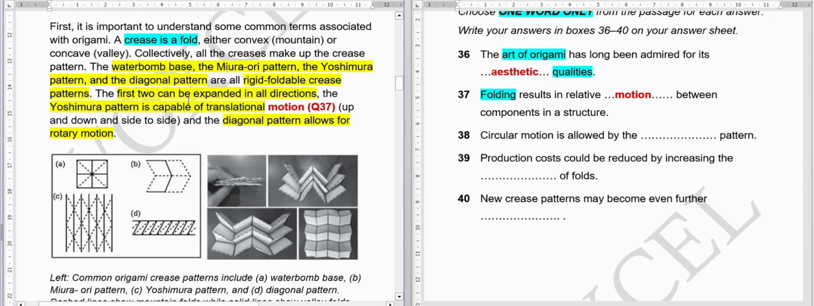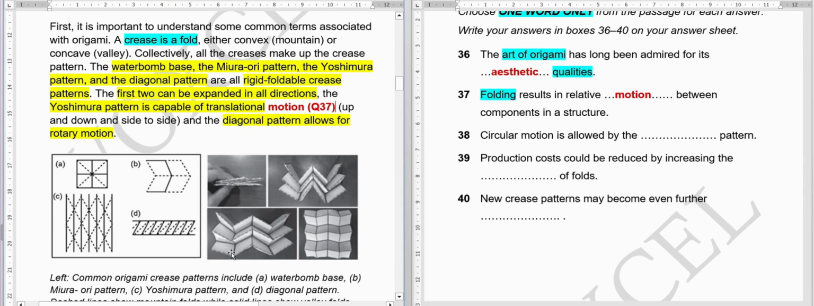Where it says crease, I have already told you crease means a fold. So now they are talking about all the different kinds of patterns that we have made through creases, folds basically. So the first two, when you fold these, they are capable of translational motion. Translational motion basically means moving from one point to another. So relative motion, same thing, components in the structure. So these things can be moved from one place to another.